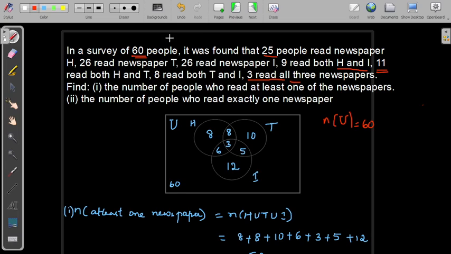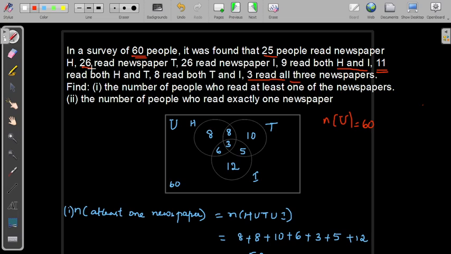Now come back to the first part. So we are coming from the last sentences to the first sentences. So 25 people read newspaper H. So total 25. 8 plus 6, 14. 14 plus 3, 17. Total 17 already over. Now how much is remaining to make 25? It is 8. So all together it gives you 25.